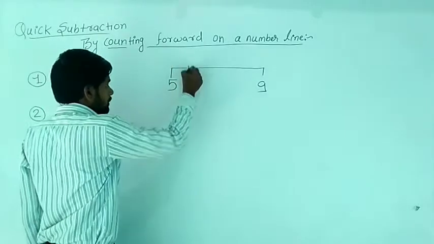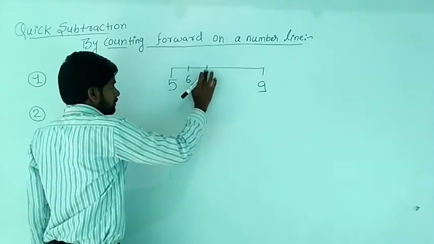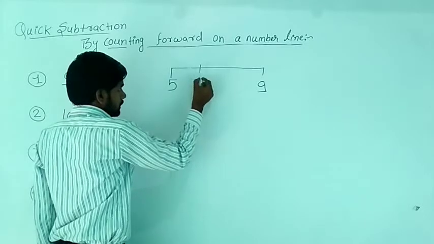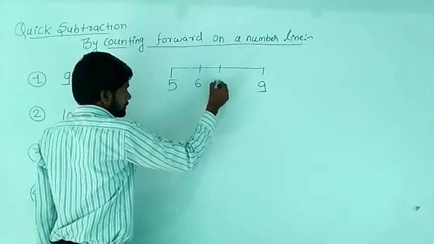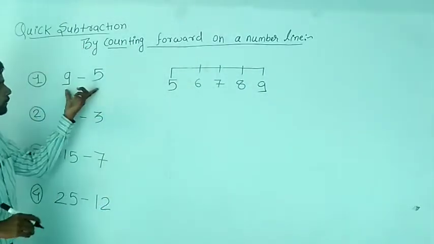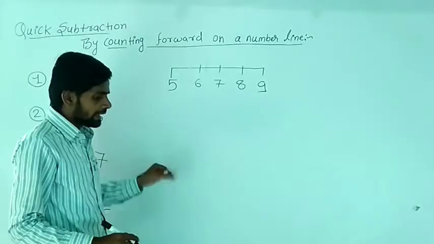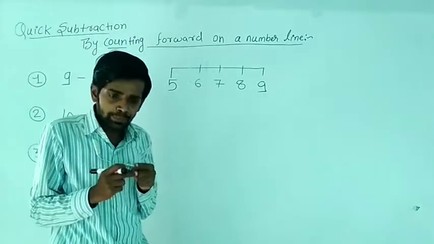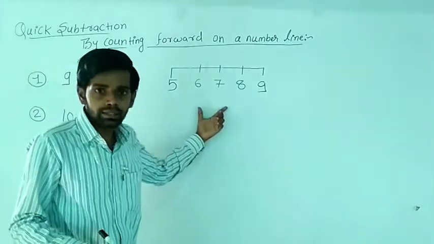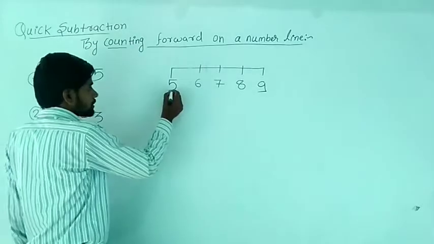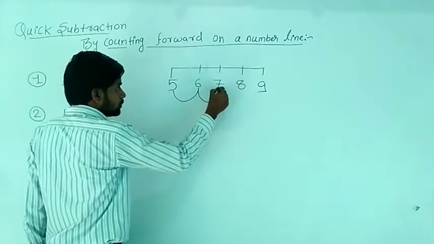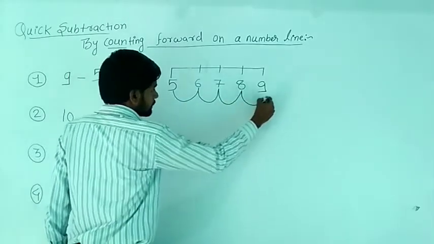ठीक है. So here will be 6. Here is 6. That is your 7. That is your 8, and this is your 9. Okay. Now we have to find 9 minus 5. So 9 minus 5 हमको find out करना है. We have to start counting after 5. 5 के बाद से counting start करना है. ठीक है. So we have to start counting from after the 5. So this is 1, 2, 3 and this is 4.